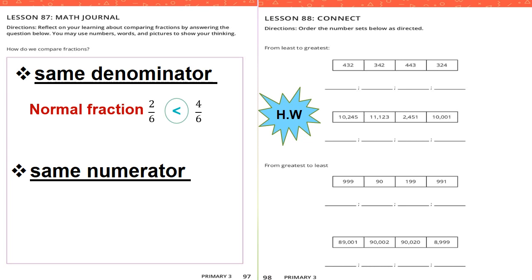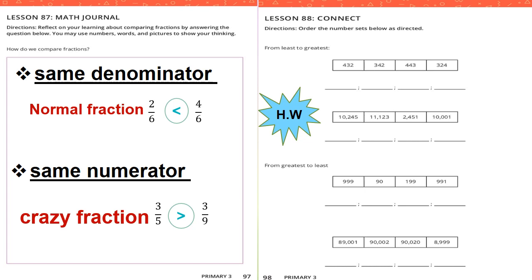The second type here: same numerators. For example, 3 out of 5 and 3 out of 9. It's crazy. Which is big in crazy, 5 or 9? Yes, 5 is bigger than 9 in crazy. So it's called crazy fraction.